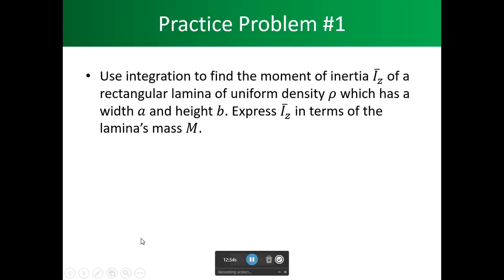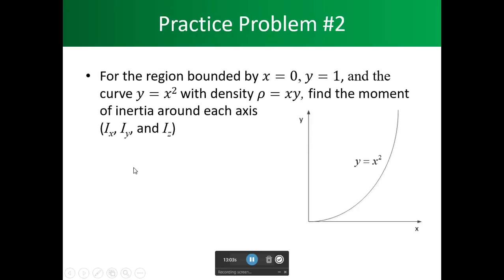Thank you. Now we're going to give you some practice problems. This is practice problem number 1. We're going to give you practice problem number 2. This is for a curve, y equals 2y squared. Notice your density here that you need to find. We want you to find the moment of inertia for the x, y, and z.